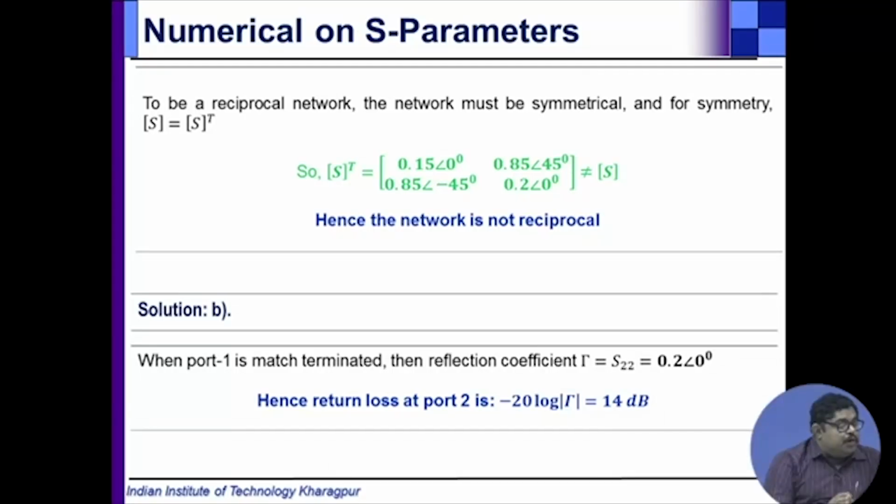Then port 1 is match terminated. So, we know the return loss at port 2, that is same as S22, S22 is pointing to this. So, return loss, it is a scalar quantity. So, that is minus 20 log of the reflection coefficient magnitude, and that turns out to be 14 dB. So, port 2 return loss will be 14 dB when port 1 is match terminated. That is solution B, pretty simple.